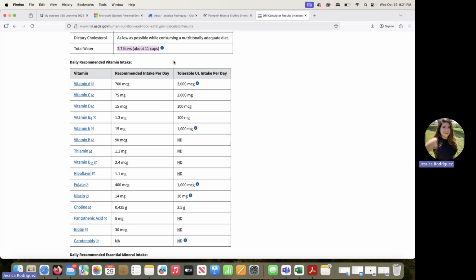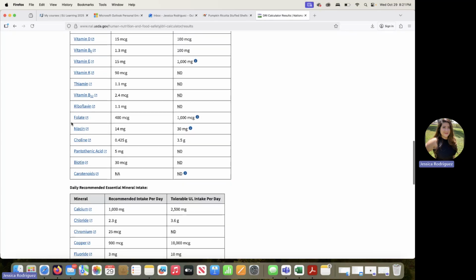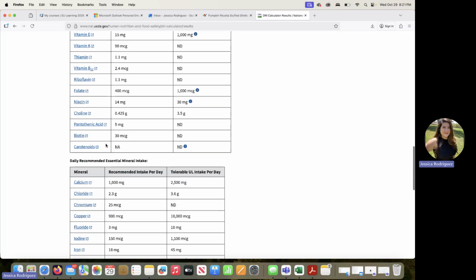Okay. When you guys go down here, we're going to be dropping to the daily recommended vitamin intake. So remember, those are my micronutrients that we will be needing. So I love that it lists the vitamins. Here's our vitamin A, vitamin C, vitamin D, vitamin E, and there's just a variation. Here's our B vitamins. They're super important.